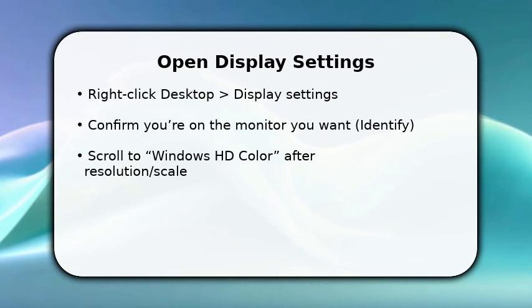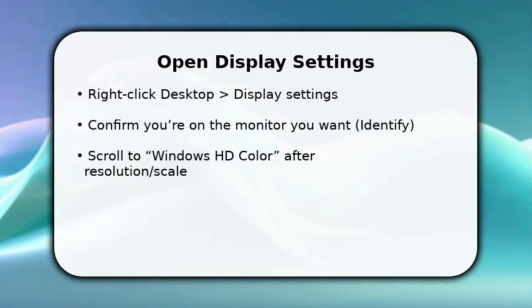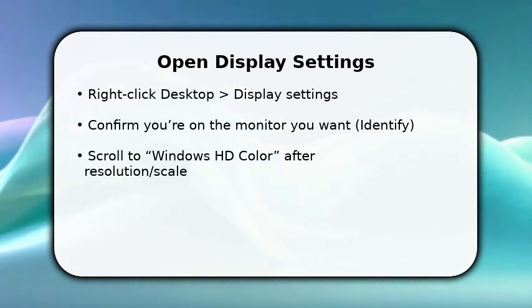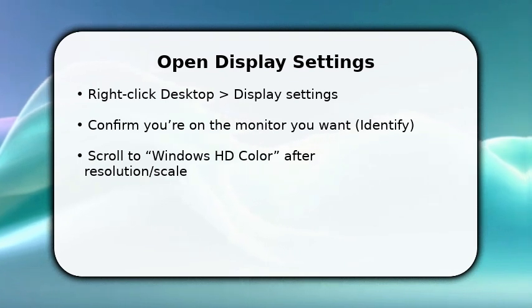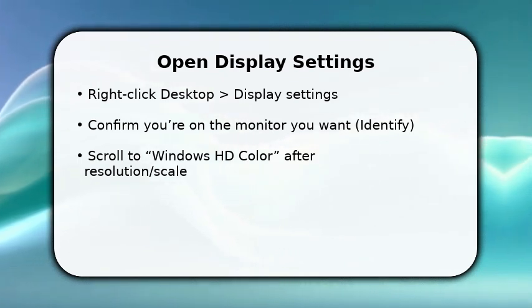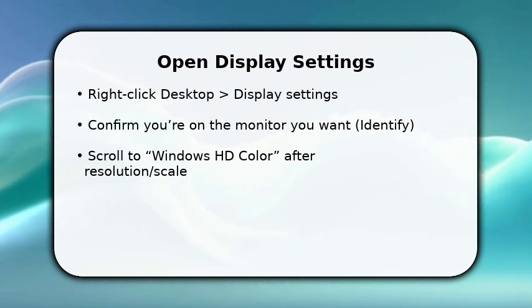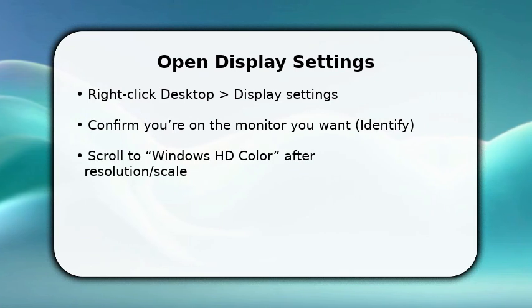Enjoy the video. You start by opening Display Settings, right-click the desktop and choose Display Settings. Once done, identify the monitor you're adjusting so you don't change the wrong screen. Make sure to note resolution and scale because HDR toggles can depend on those.